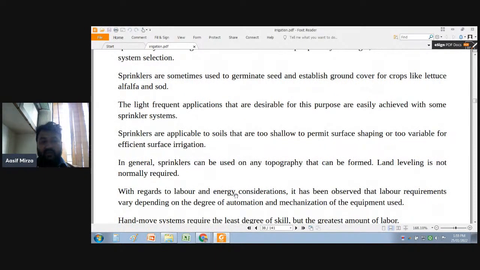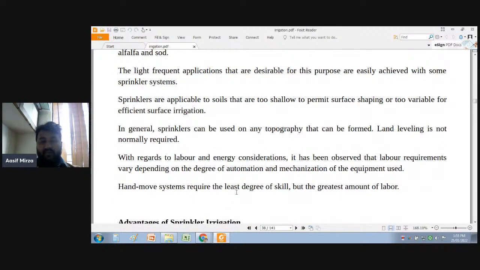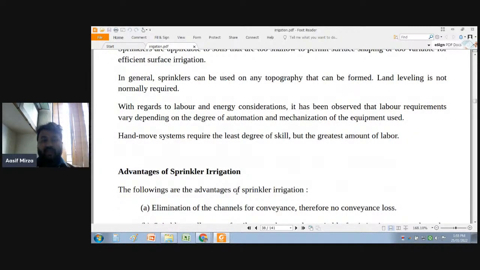With regards to labor and energy consideration, it has been observed that labor requirements vary depending on the degree of automation and mechanization of the equipment used. Hand move systems require the least degree of skill but the greatest amount of labor. Now, what are the advantages of sprinkler irrigation?